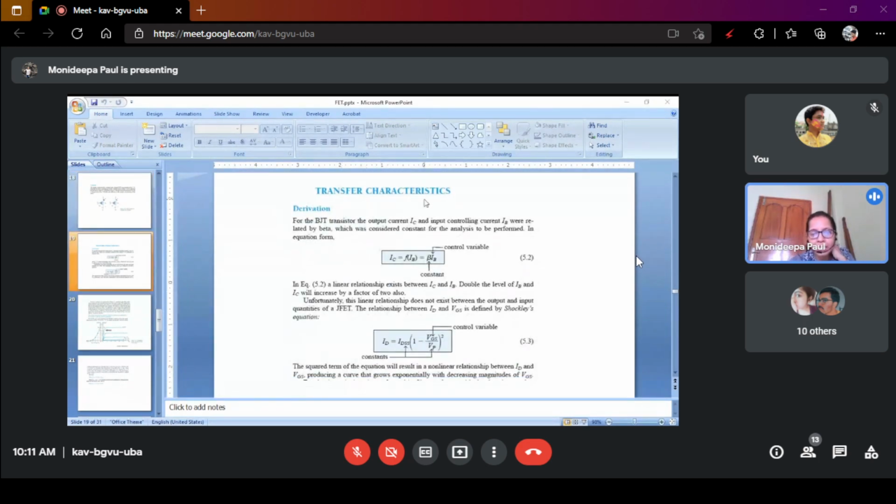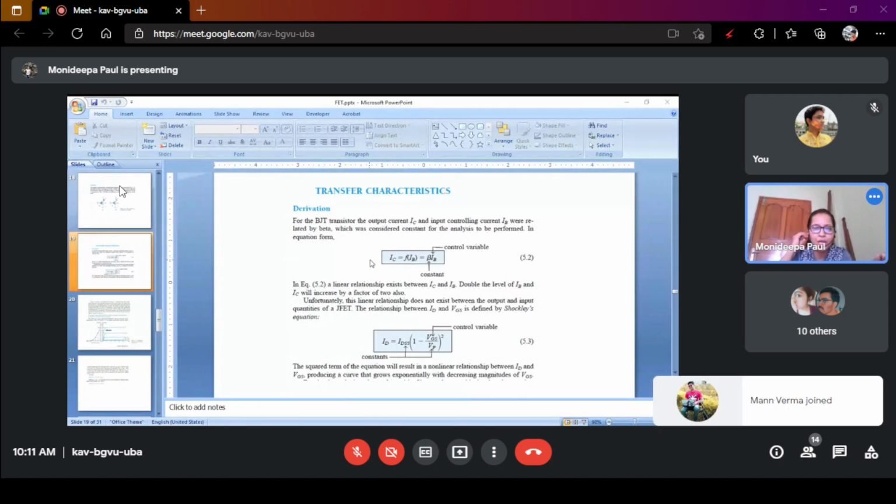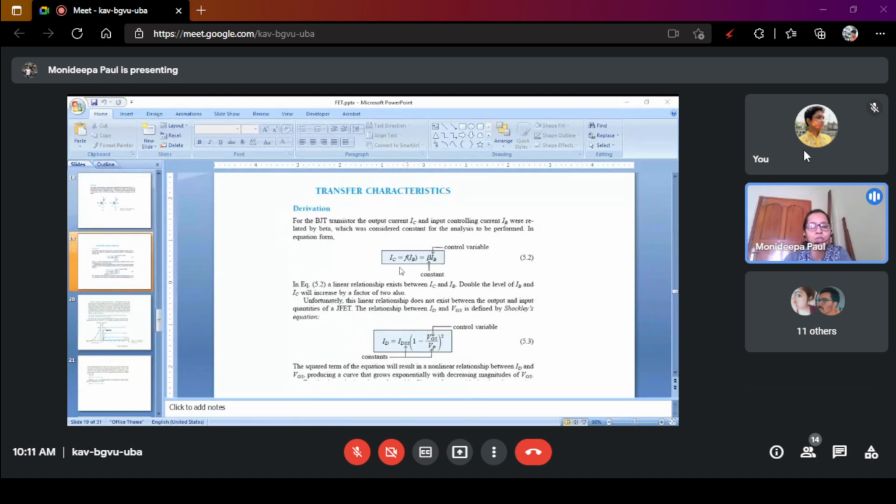And transfer characteristics. What is the transfer characteristic? In case of BJT, collector current, that is the output current, is a function of base current. So IC is equal to function of IB, and this equals IC is equal to beta times IB. This is the constant. When you study the transistor, Preeti ma'am will discuss it. At that time, you can understand what is the beta. So IC is a function of base current. This is called current control device.